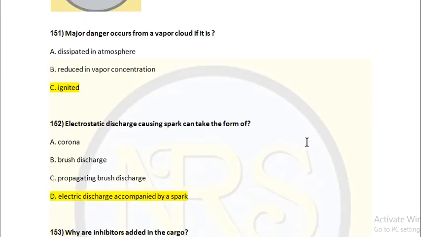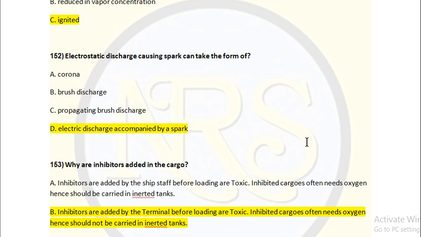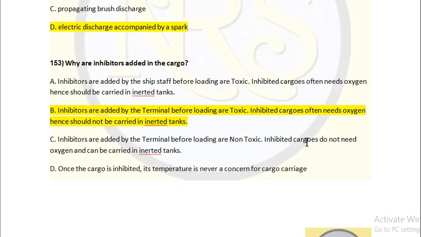Question number 152. Electrostatic discharge causing spark can take the form of option A, corona; option B, brush discharge; option C, propagating brush discharge; option D, electric discharge accompanied by a spark. So for question number 152, option D, electric discharge accompanied by a spark, is the correct answer.